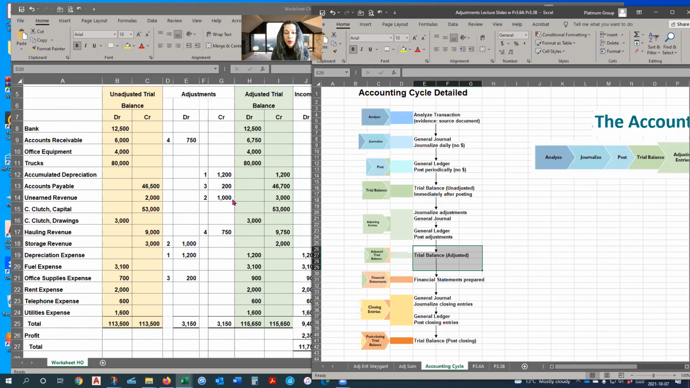If it doesn't, that means we posted one of our adjustments wrong in the ledger, or we have a little problem. We have to sort that out. And then we're now ready to prepare our financial statements, our balance sheet, our income statement, and our statement of owner's equity.